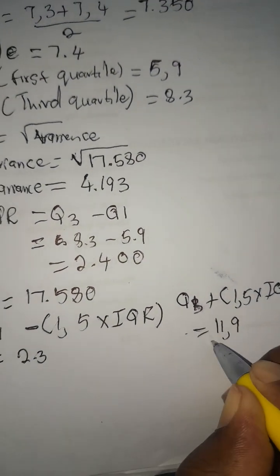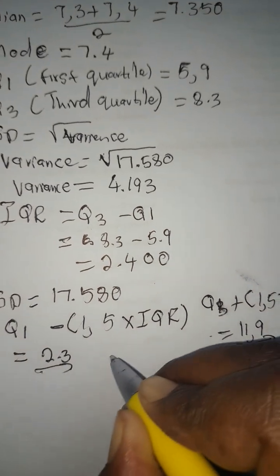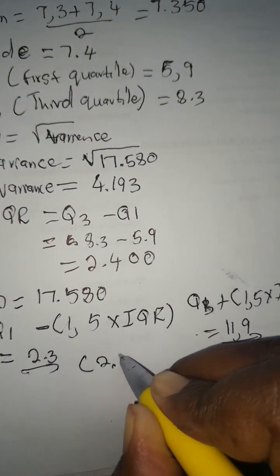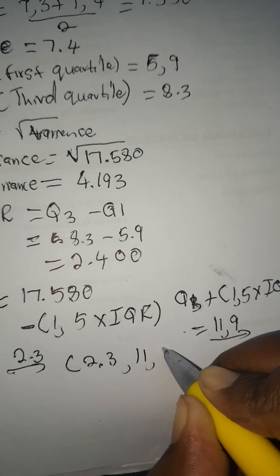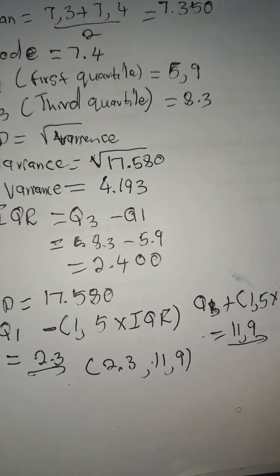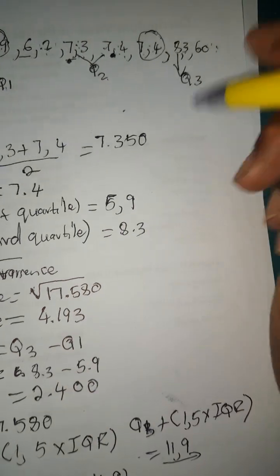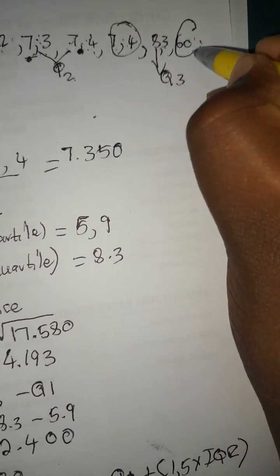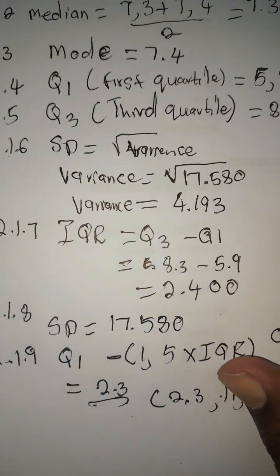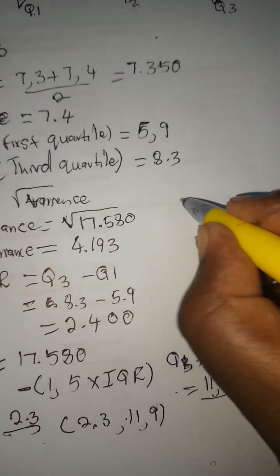11.9. So meaning that your outliers must lie between 2.3 and 11.9. So in this case, guys, if we check our data set, the value that is greater is 60. So meaning that 60 is our outlier. It does contain an outlier.